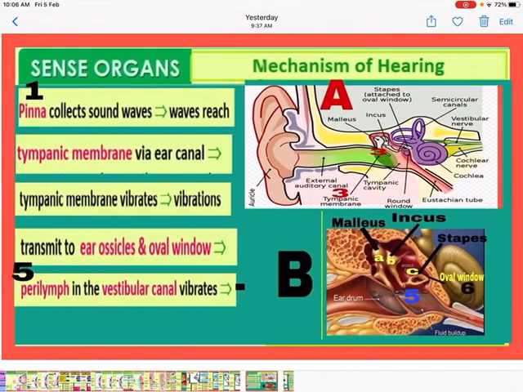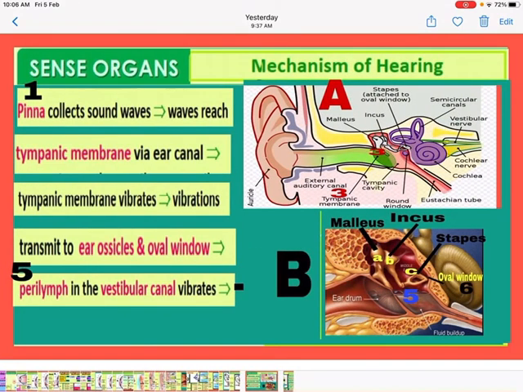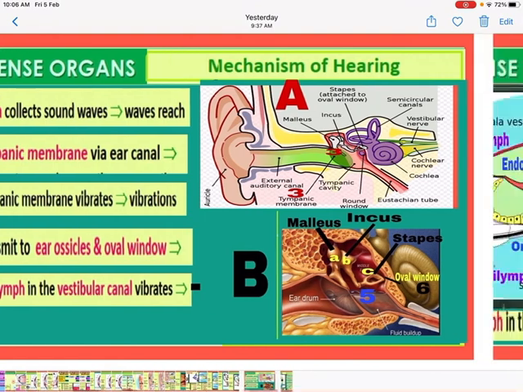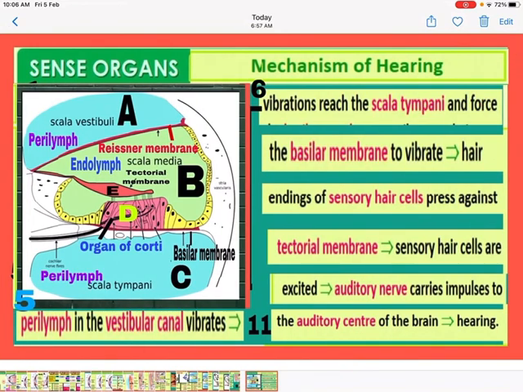Now, come to the mechanism of hearing. Start with point 1. The pinna collects sound waves. Waves reach the tympanic membrane or eardrum. The tympanic membrane vibrates, and these vibrations will now transmit to the ear ossicles and oval window of the middle ear, and after this it enters into the inner ear. Perilymph in the vestibular canal vibrates. Now, the vibration reaches the scala tympani. It is the C part in the diagram, and then it reaches the basilar membrane.